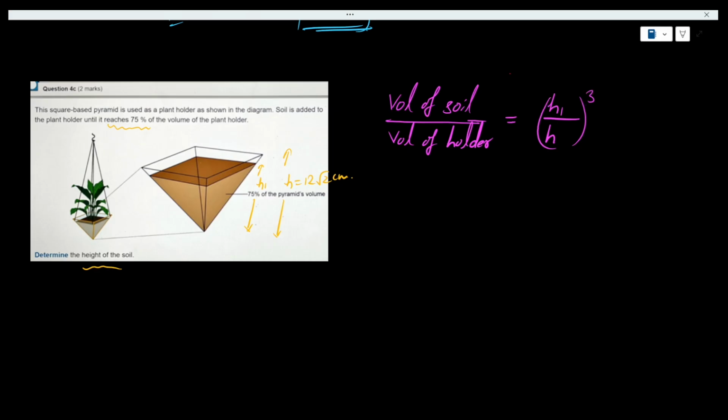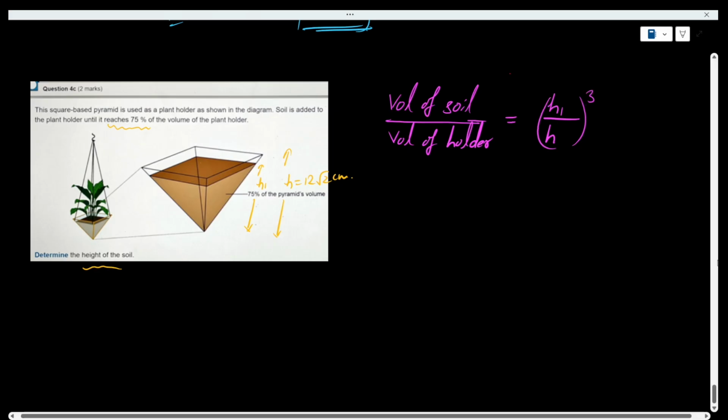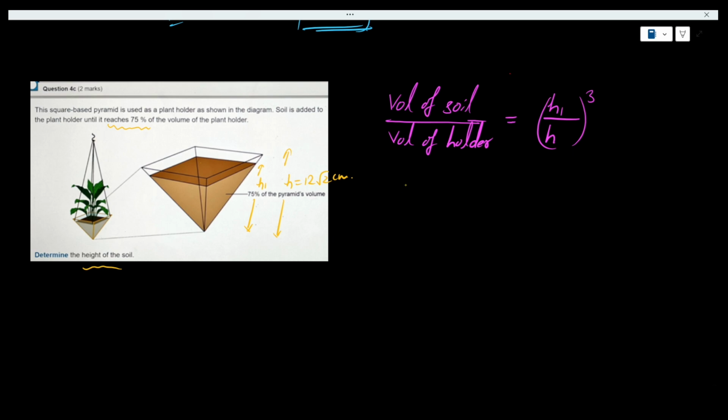Now if you remember, how do we relate the scale factor and volume? Here I can take volume of soil by volume of holder, because volume of holder is going to be the total volume. I can take it as height h1 and here small h whole cube. This is the relationship between volume and the scale factor. Now, if you substitute the values, this cube can become a cube root.